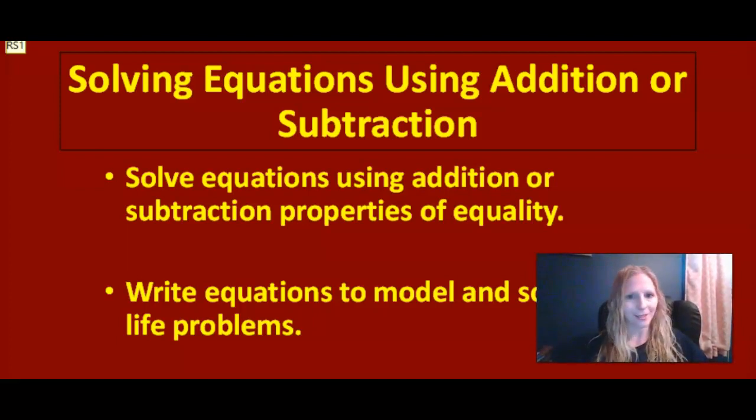Today we're going to be talking about how to solve simple equations using addition or subtraction. But before you start this video, make sure you have reviewed all of your operations with rational numbers, as well as how to write expressions. So let's go ahead and get started.